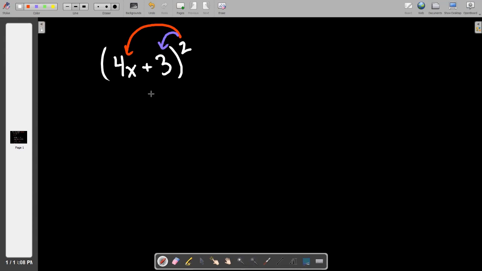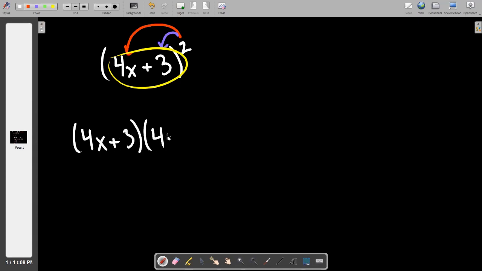So when I square something, what does that mean to do? You multiply it by itself twice. Exactly. You take a literal carbon copy of the thing and multiply it exactly by itself. So if someone tells me to take 4x plus 3 and square it, then I'm like, okay, so you just want me to take 4x plus 3 and multiply it by another perfect copy of itself. There's absolutely nothing stopping me from writing it out like this.